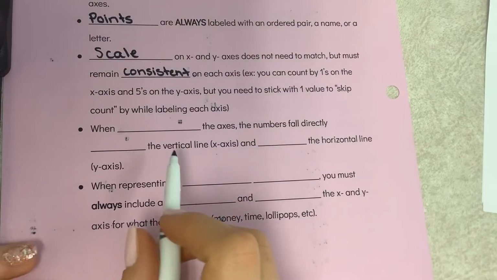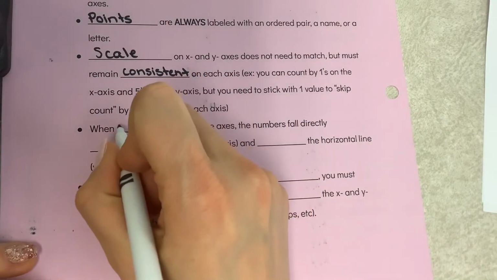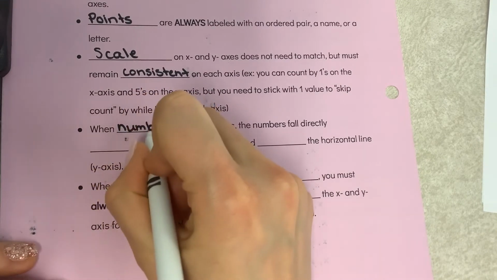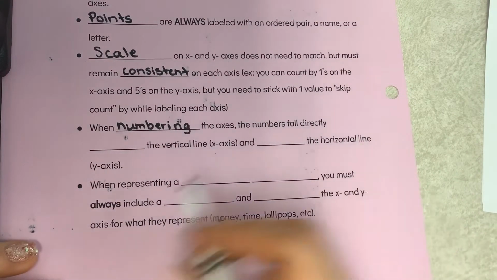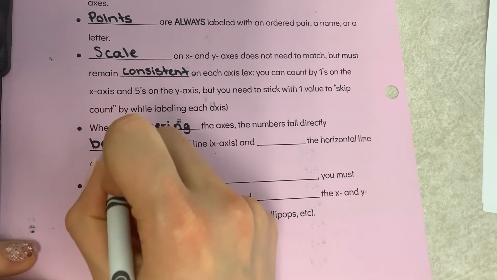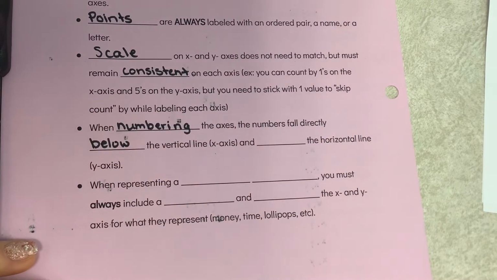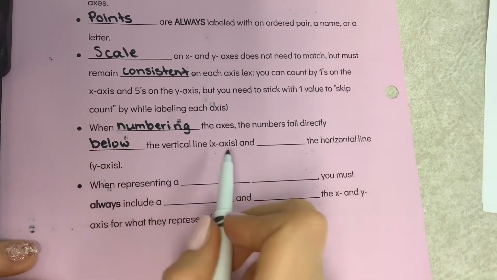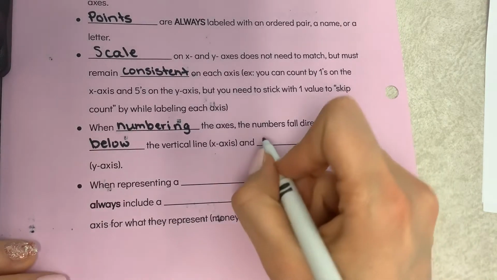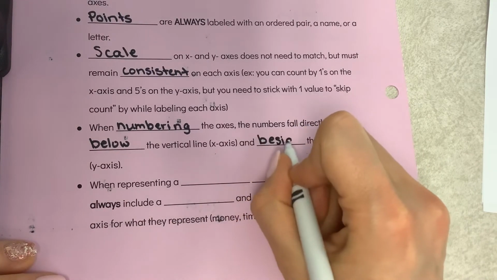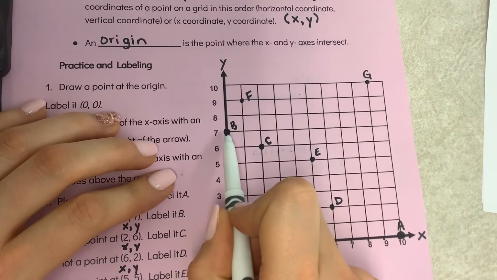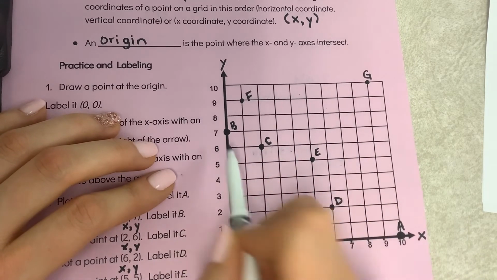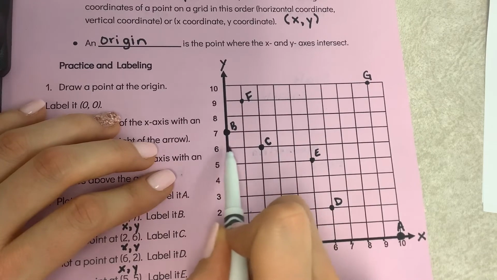Next, when numbering or labeling the axes, I'm going to put numbering, but know that labeling is the same thing. When numbering the axes, the numbers fall directly below the vertical lines, not underneath the boxes, right? It's not in between the lines. It has to be below the lines and beside the horizontal line. So you'll notice here again on this side, the 7 is right here next to this line, right? Here's my horizontal line. There's a 7 right next to it. Here's a horizontal line. There's a 6 right next to it. Not in between, directly beside the line.